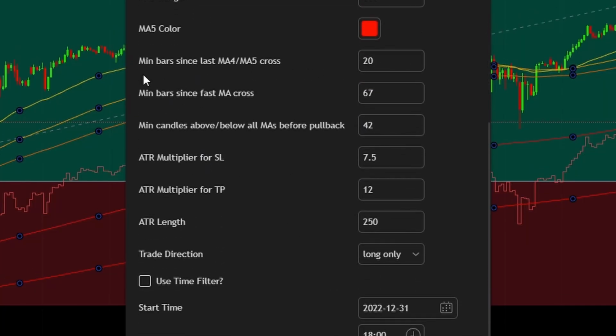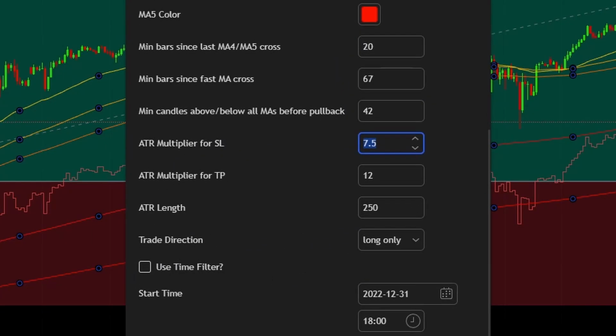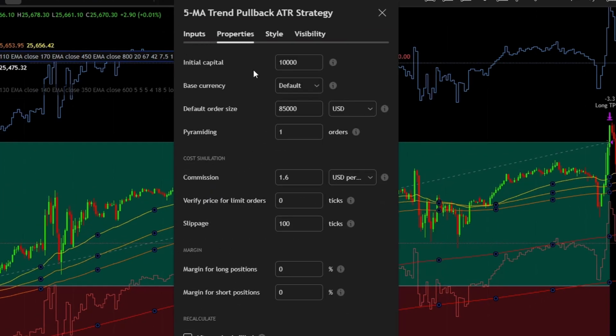Under that you have 3 specific filter options, I will explain these in just a moment. And below that the ATR stop loss and take profit level, a trade direction limiter, and a time filter. Now for this strategy, I set the initial capital to 10,000, the default order size to 85,000, the commission is set at 1.6 USD per contract, and the slippage is 100 ticks.